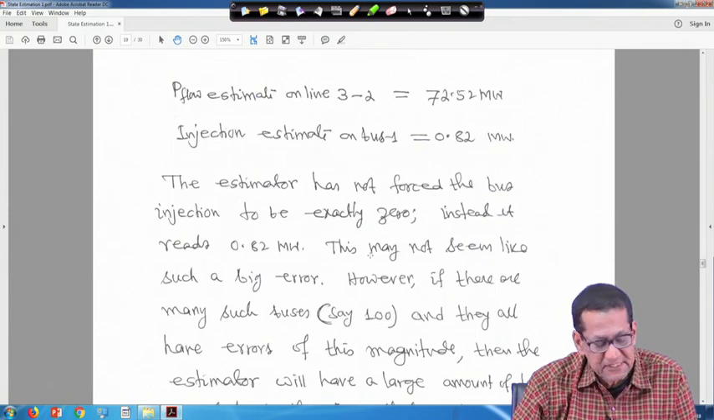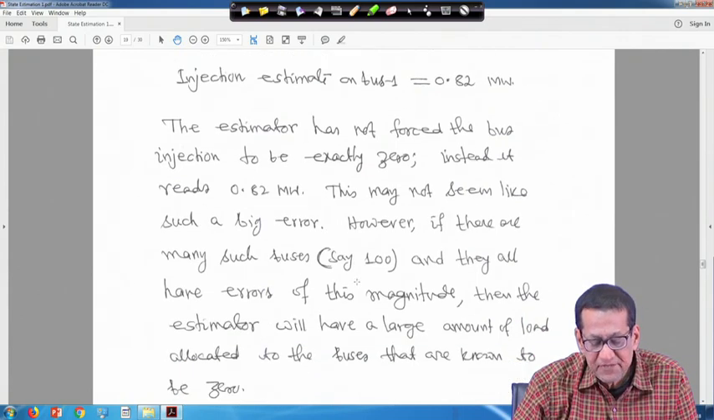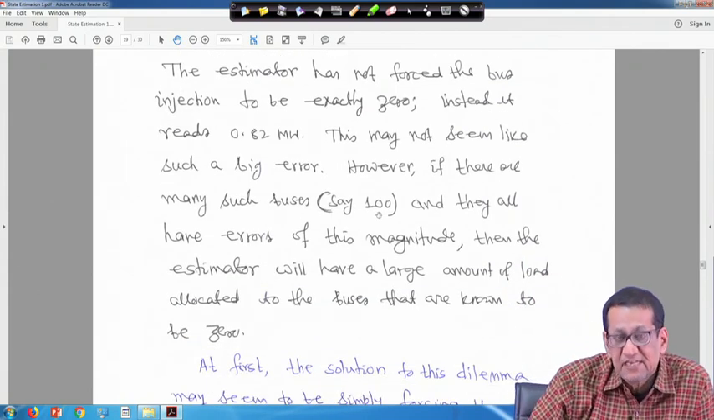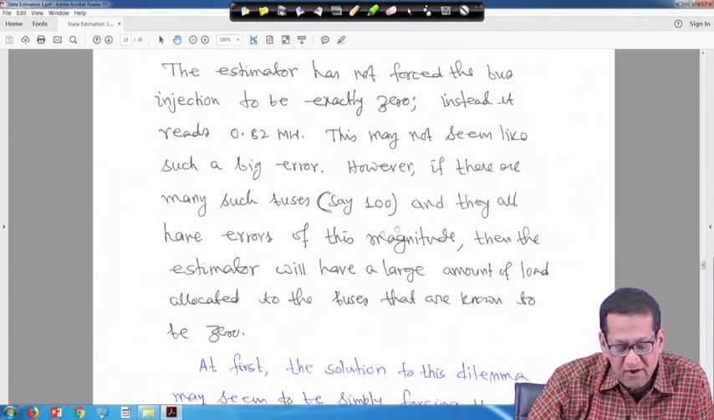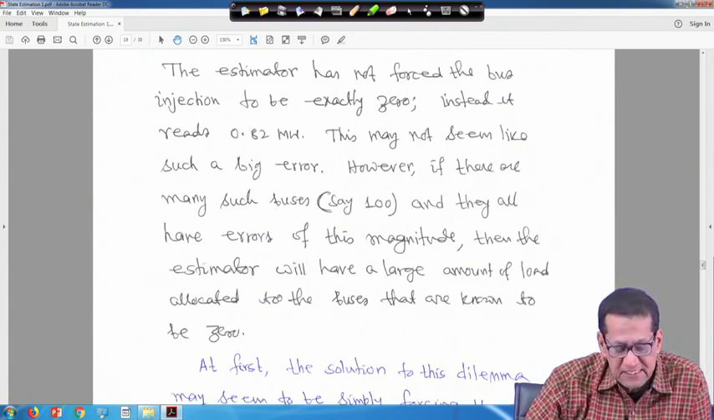This may not seem like such a big error, right. However, if there are many such buses, say 100 buses in a network, and they all have errors of this magnitude, then the estimator will have a large amount of load allocated to the buses that are known to be 0, right.